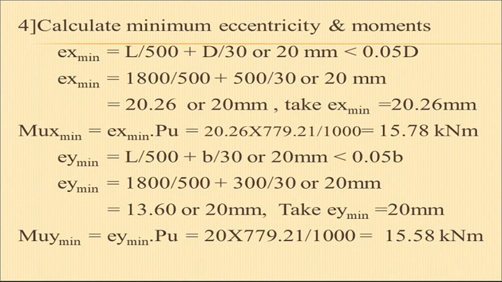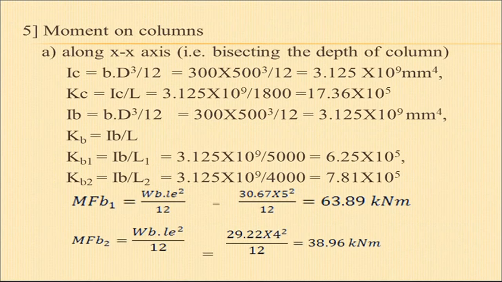So it is 15.58. Now the actual moment on the column, we have to find out this fixed moment, that is equal to W LE square divided by 12. Of course it is minus. So 63.89, WB, another WB, LE square divided by 12. Load is already calculated. Span is 5 meter and 4 meter. So we get both fixed moments.